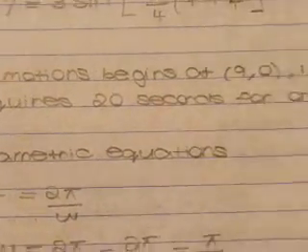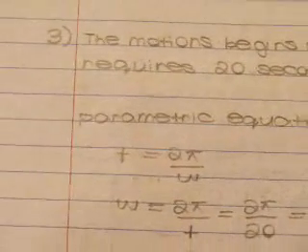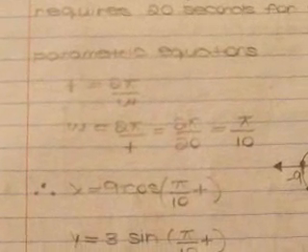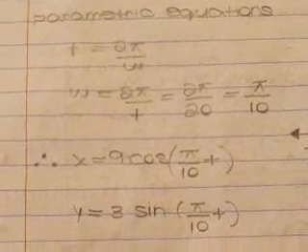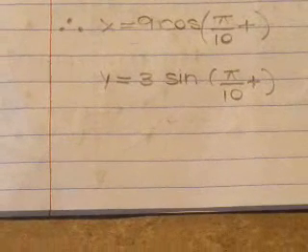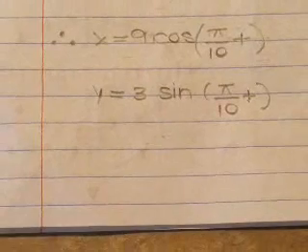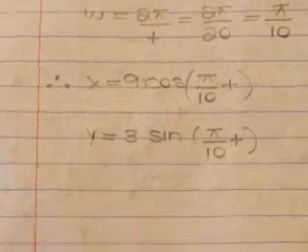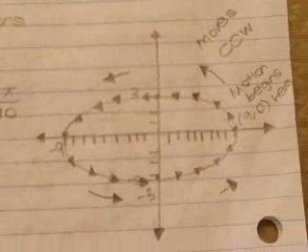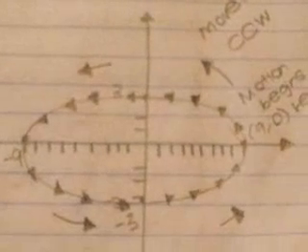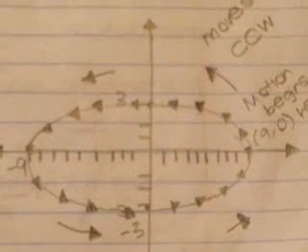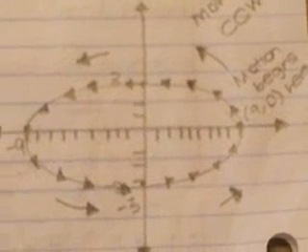Number 3. The motion begins at (9, 0), is counterclockwise, and requires 20 seconds for one lap. So first we find omega, and it's 2 pi over t, so we plug in 20 seconds, and we have 2 pi over 20, and it simplifies to pi over 10. And we plug that into our equation, x equals 9 cosine(pi over 10 t), and y equals 3 sine(pi over 10 t). And our graph moves in a counterclockwise direction, so it moves this way, and it begins at (9, 0).